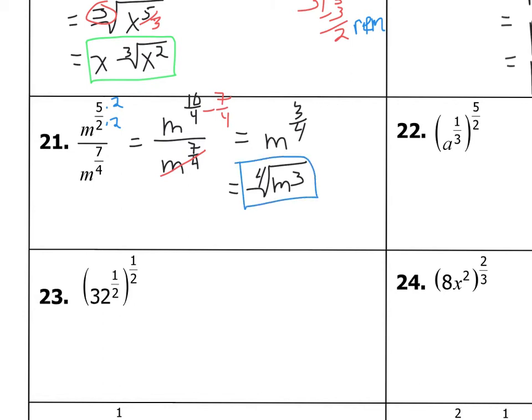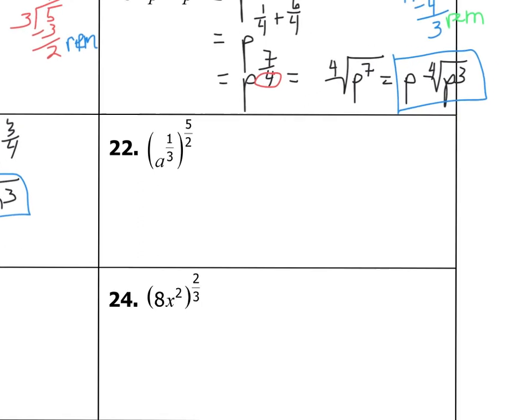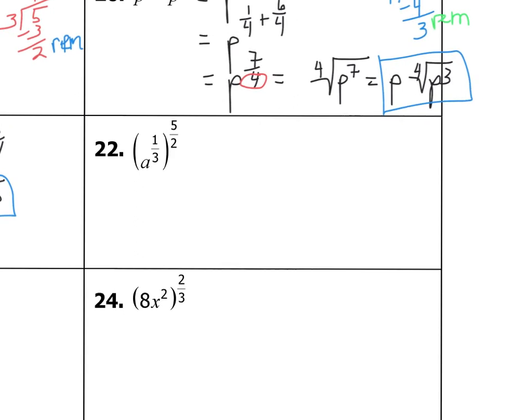Okay, the last rule that I want to talk about is power to power. So number 22 has a power, base and an exponent, raised to another power. So with power to power, the rule is that you multiply those exponents. So I have a to the 1/3 times 5/2. So what you might want to do is put these rules on flashcards and study them if you don't know your exponent rules. It's going to come back to bite you if you don't know them.